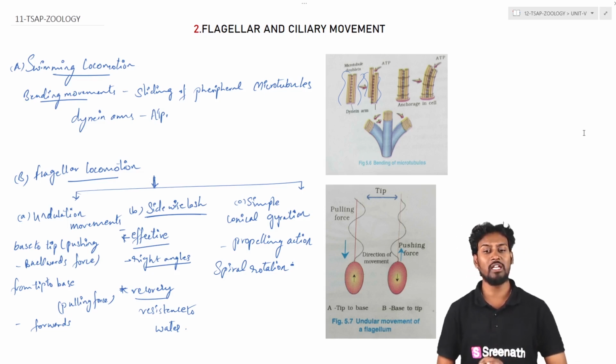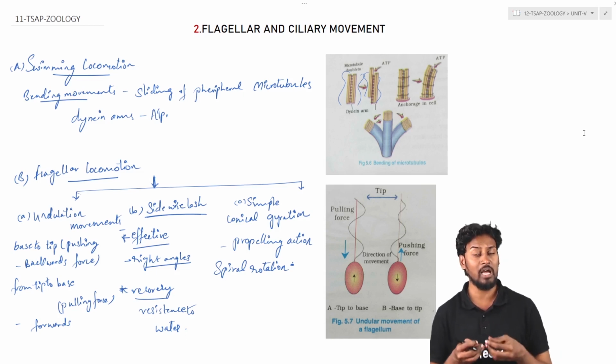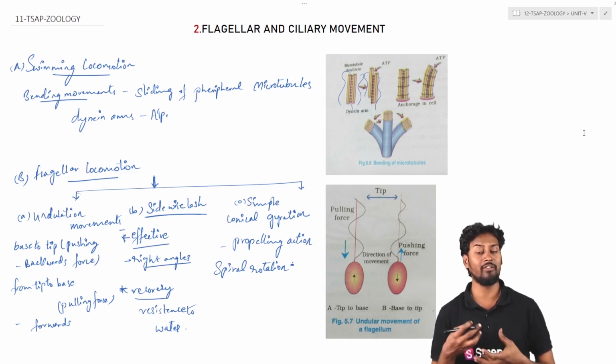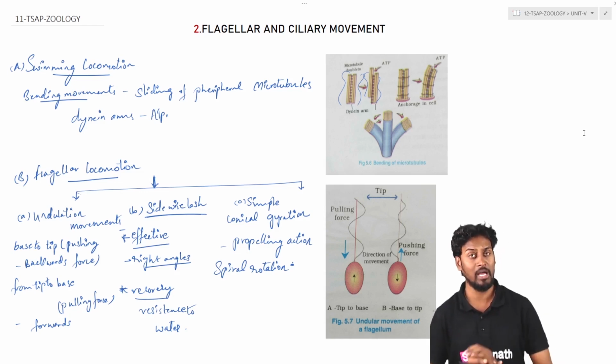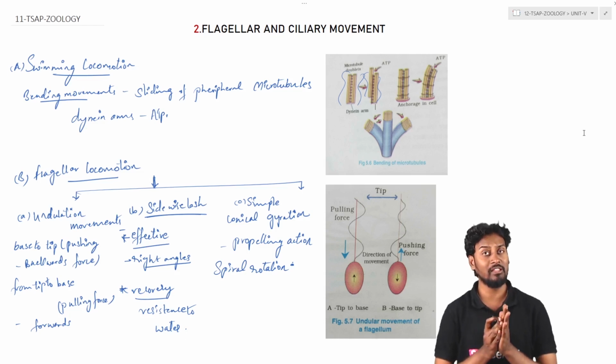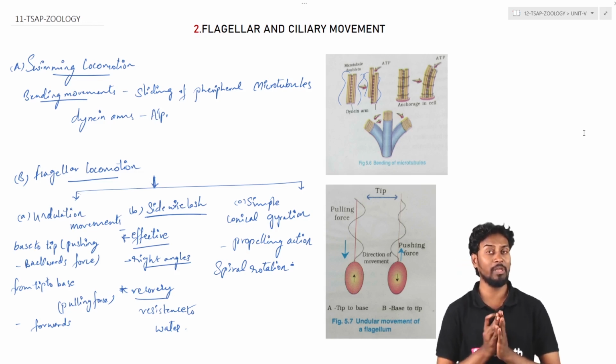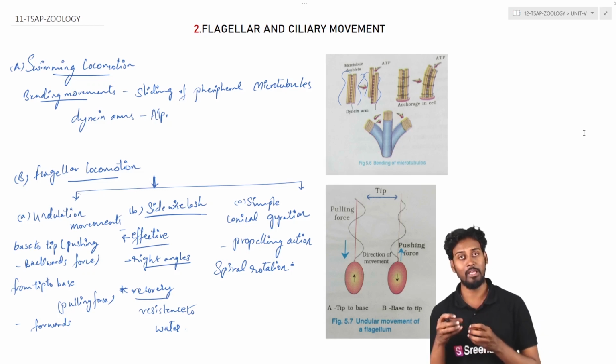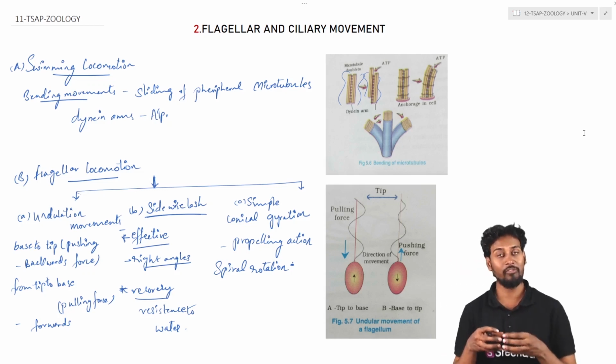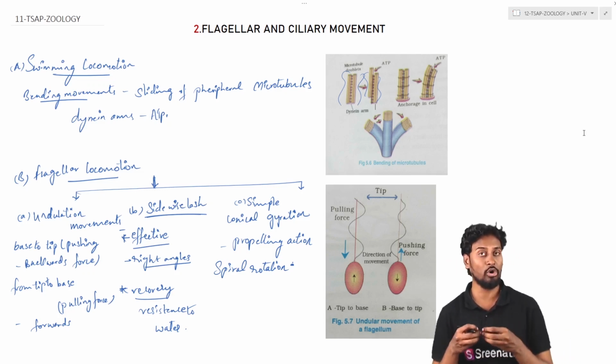Here we can see that the dynein arms are protein molecules having a motor function, that is, the protein motor function containing dynein arms are generally held between the microtubules. These microtubules are arranged in a 9+2 arrangement, and the peripheral microtubules are generally joined together by means of these dynein arms.